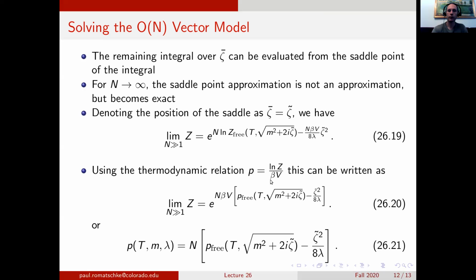We can use thermodynamic relations, such as this one, to rewrite this result for the partition function as e to the n beta V, where beta is the inverse temperature and V is the volume of the system, times the pressure of the single real scalar field evaluated with a funny mass term minus sigma tilde squared over 8 lambda. That means that the pressure for the ON vector model is just given as n times the pressure of the free scalar field and a correction term where we have this funny mass term in here.